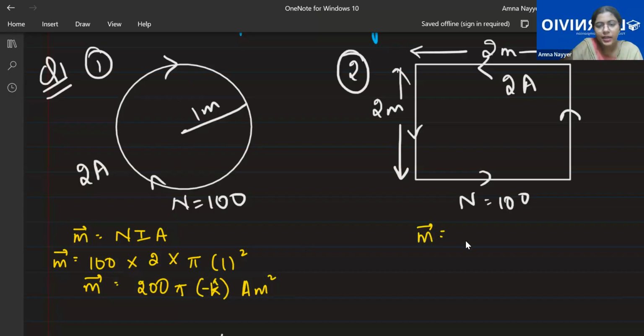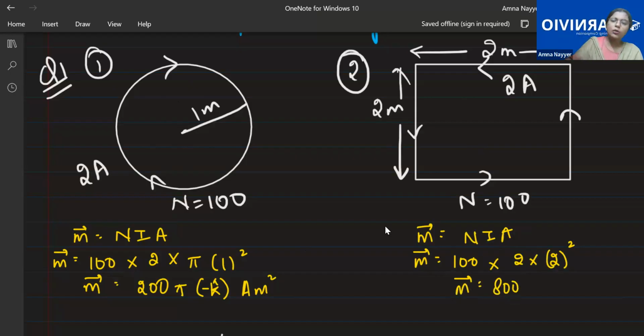It's a square. So NIA formula remains the same. So magnetic moment will be 100 into 2 into area will be, see, it's a square. So 2 into 2, that becomes 2 square. So magnetic moment will become 800. Now look, this is going anti-clockwise. So anti-clockwise, thumb pointing out. It will be k cap ampere meter square like this.